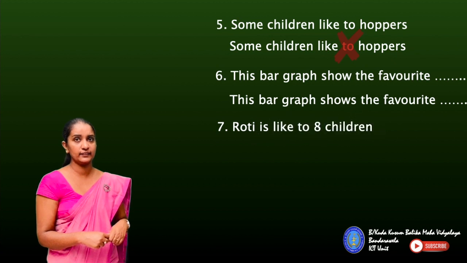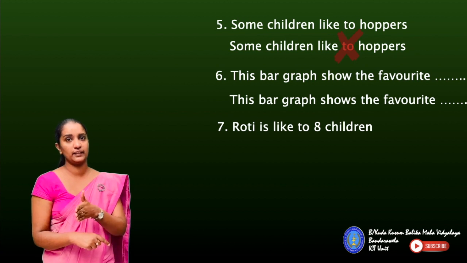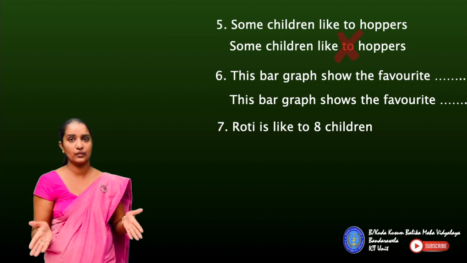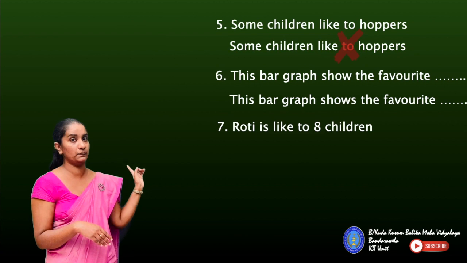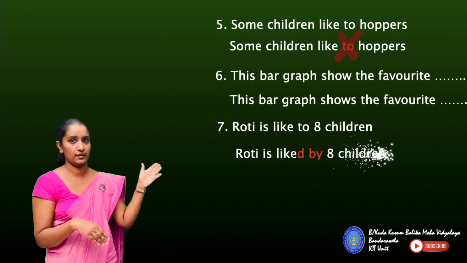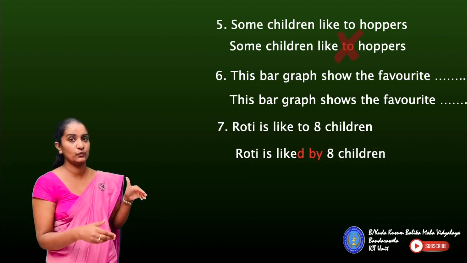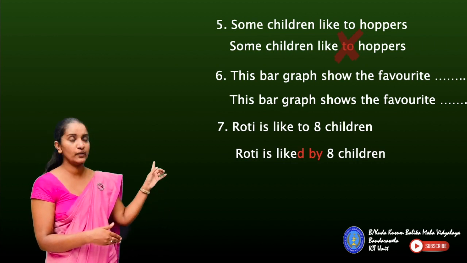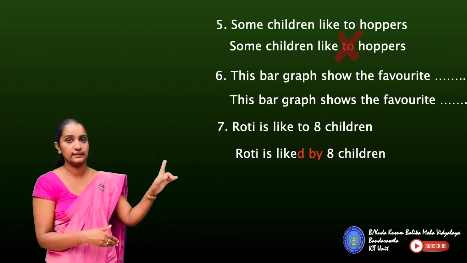Look at number 7. Roti is like 12 children. What is it? Roti walata kamathi lamai atak. That is also direct translation. But when you are writing a sentence in English and if you want to write the object first, that means some children it is subject, but roti it is the object. So if you want to write roti first, that is a passive voice sentence. So how are you going to write a passive voice sentence? Roti is liked by 8 children.